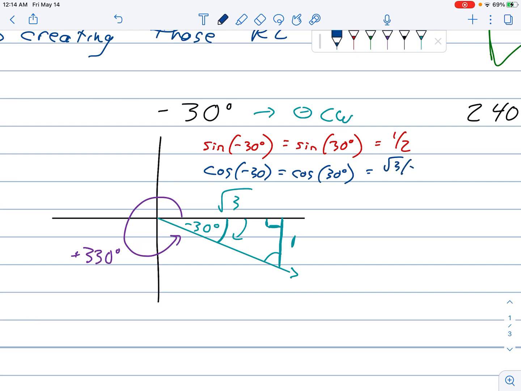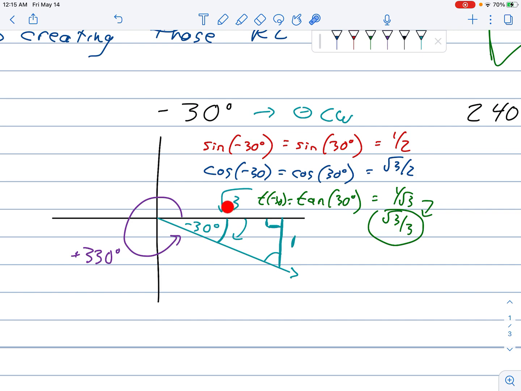Cosine is radical 3 over 2. And tangent of 30, right? So tangent of negative 30 is the same as tangent of 30 degrees, and that is 1 over radical 3, which if we want it rationalized is radical 3 over 3. Okay, we talked about rationalizing yesterday.